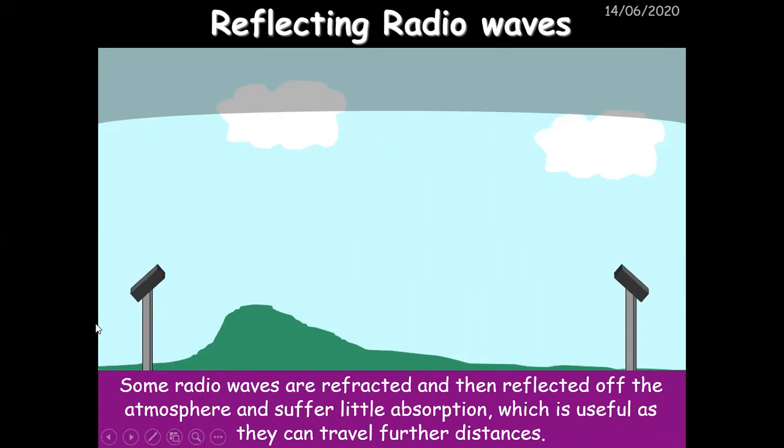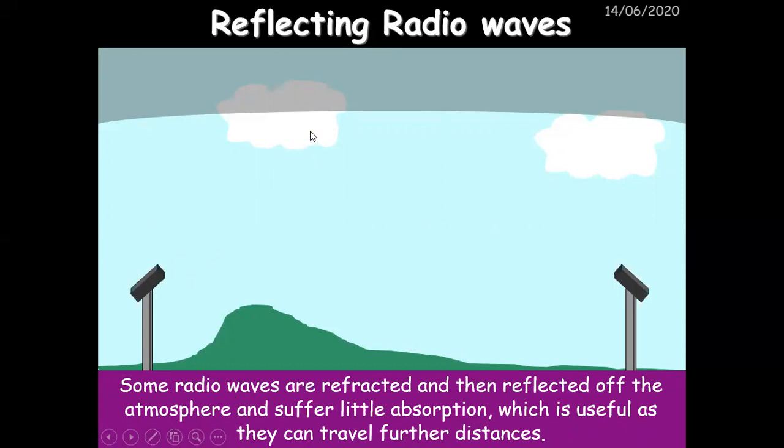So what they'll do, they'll send the radio signals up and bounce it off the atmosphere. That's very interesting. The atmosphere acts like a mirror. If you get the angle right, the atmosphere will actually reflect the wave and send it all the way down here, just like a football rebounding off a wall or a snooker ball rebounding off the snooker table. So some radio waves are refracted and then reflected off the atmosphere and suffer little absorption.